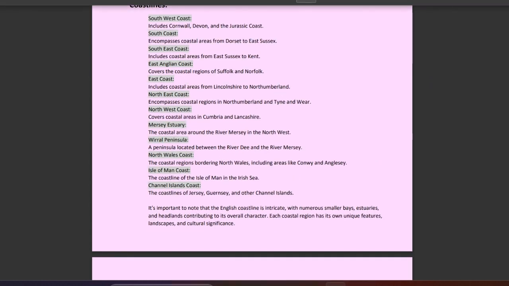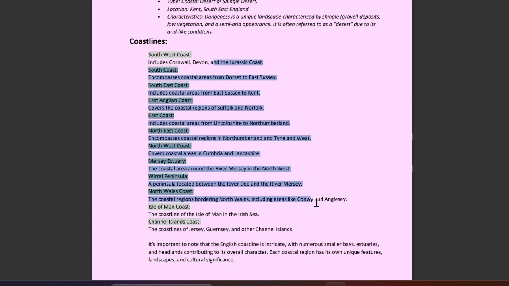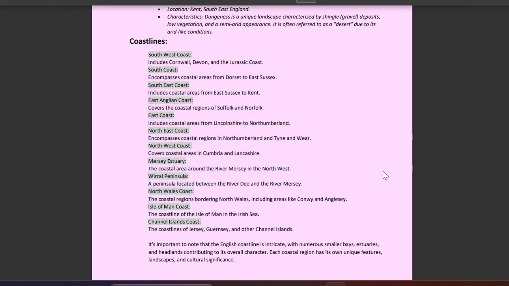Then we are talking about the coastlines. Again, we can divide the coastline into regions. We have the west coast, south coast, southeast coast, East England coast, Northeast coast, Northwest coast, Cornwall peninsula, Island coast, Channel Island coast. And you can see the places where the coasts are.